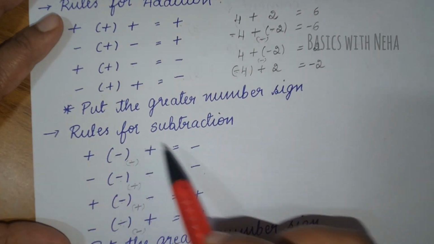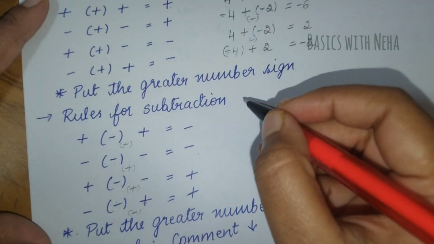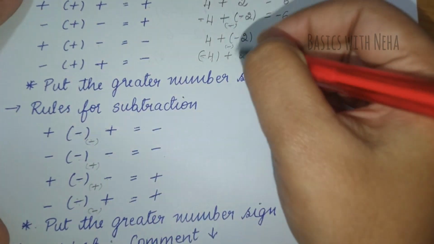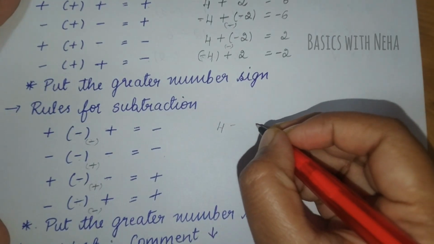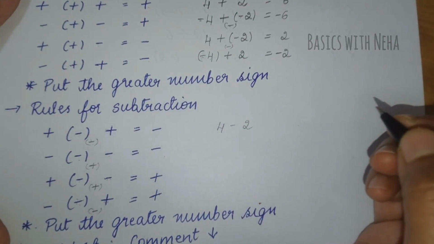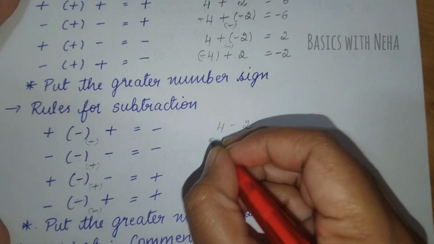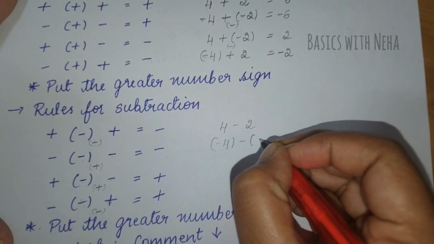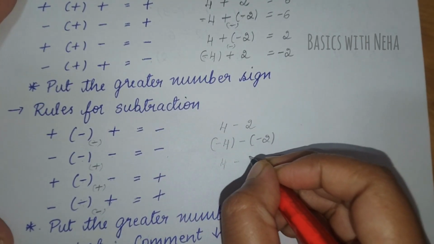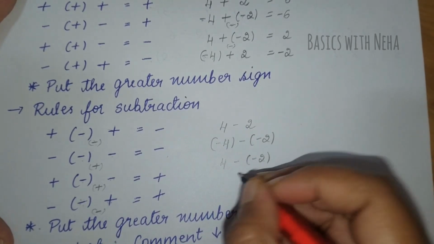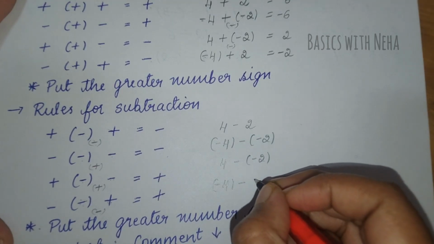So let's try solving these questions. For example, let's take the same numbers 4 and 2. So it will be very good for understanding. For example, 4 minus 2. And then here it is minus 4 minus of minus 2. Then it is 4 minus of minus 2. Then we have minus 4 minus of plus 2.